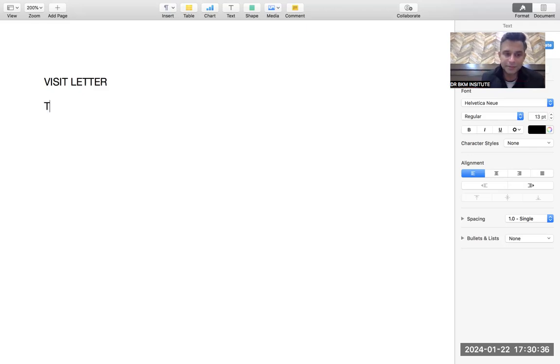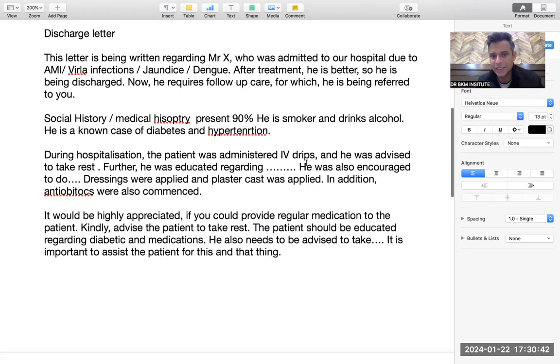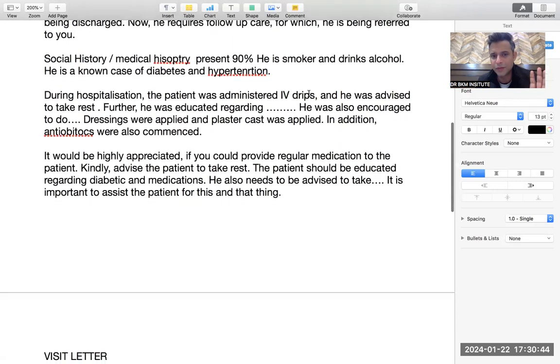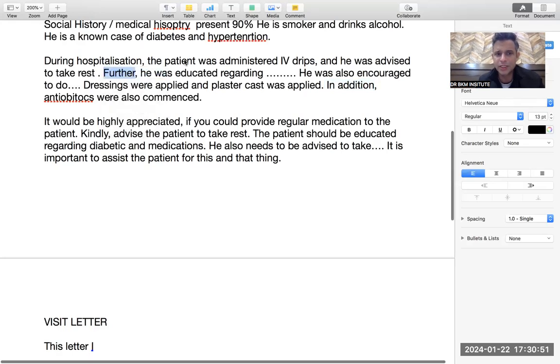So how do you write it? Grammar. Again, I have told you each and everything, including grammar connectors. Everything has been covered. Don't have to worry. Just write this simply. In addition, further, write only these things. That's it. Don't make it complicated.